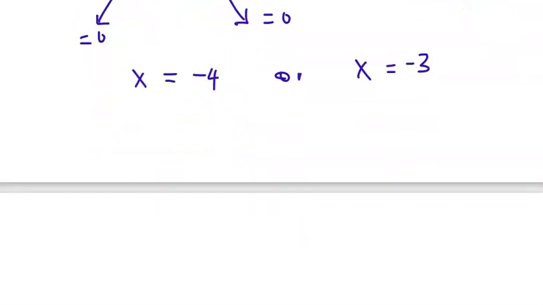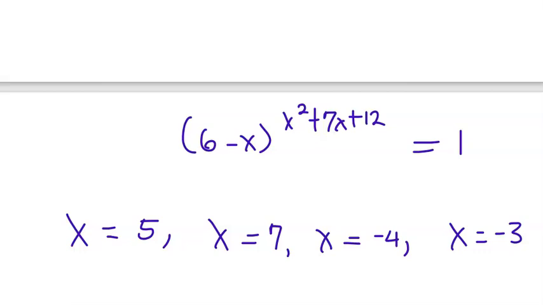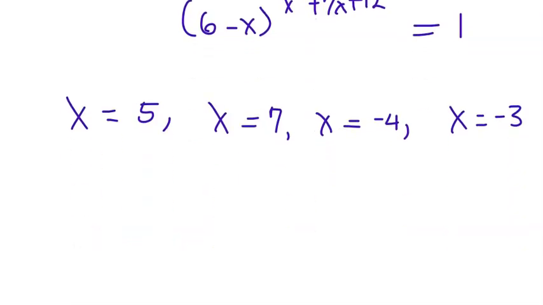So you can see we have 4 solutions, right? So we have the following solutions to this equation: 6 minus x to the power of x squared plus 7x plus 12 is equal to 1. So we have that x is equal to 5, x is equal to 7, x is equal to negative 4, x is equal to negative 3. So these are the only real solutions that satisfy this equation.